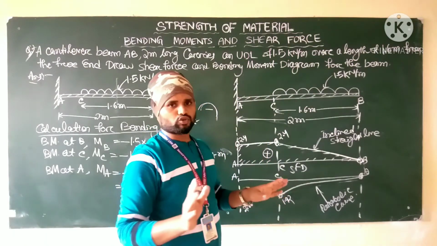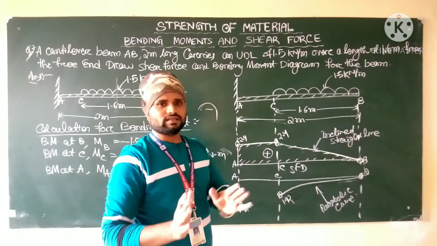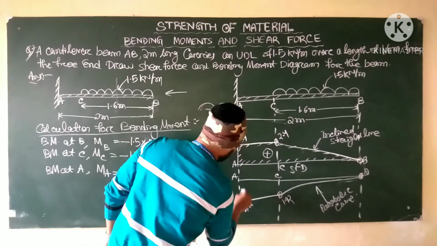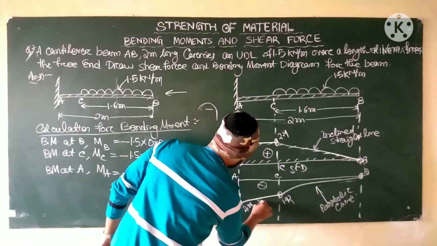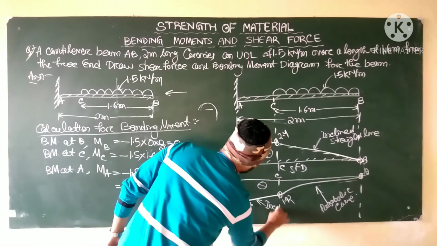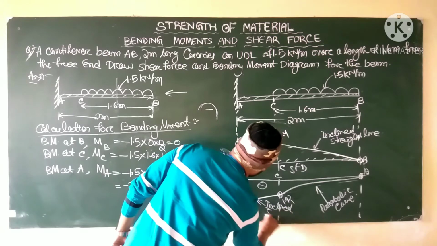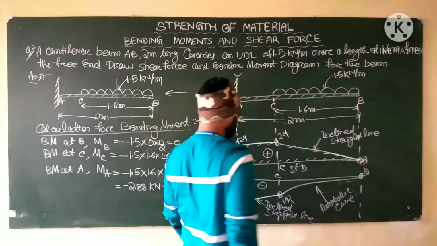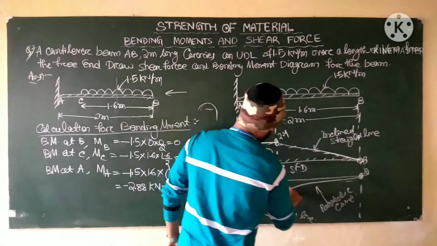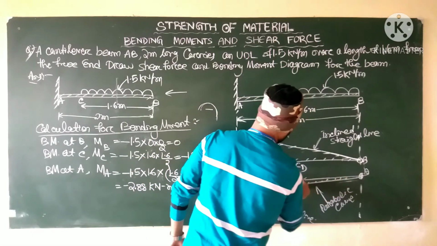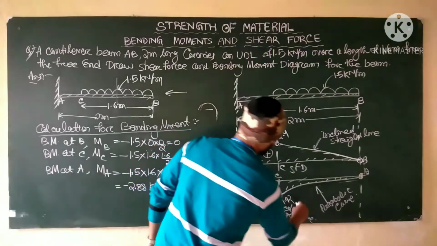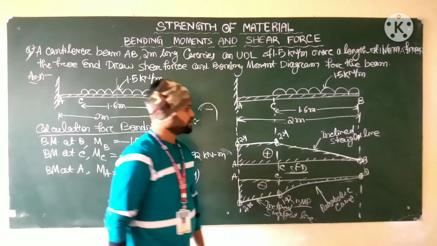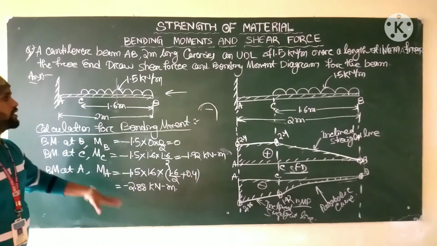Then between A and C, no load will be there. If there is no load between 2 points, then the bending moment line becomes an inclined straight line. This is an inclined straight line. You will write here, this is an inclined straight line. Make hatching. This is the bending moment diagram. This is the shear force diagram. So this is the total solution.